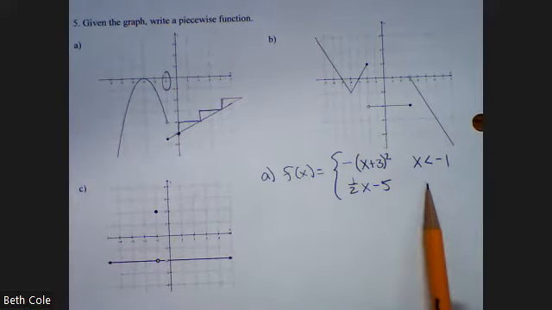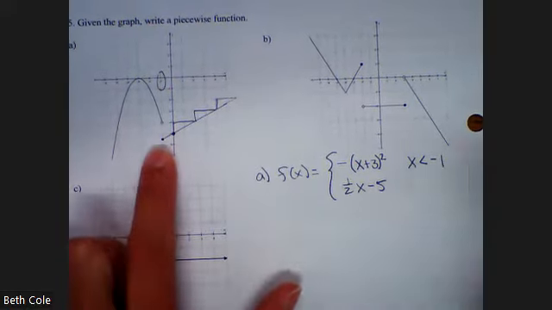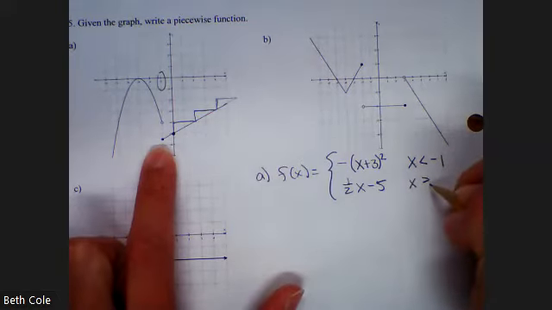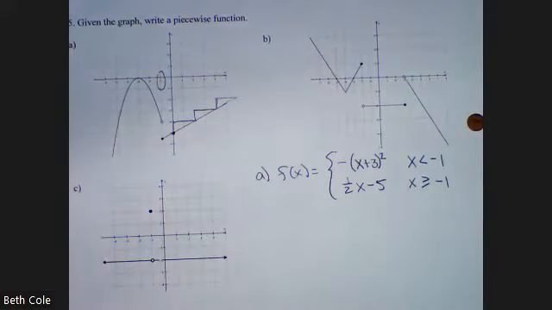But we only want to define it where? How would we write this? Greater than and equal to, good, -1. Equal to, because there's the closed circle there.